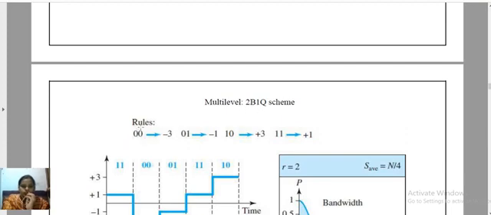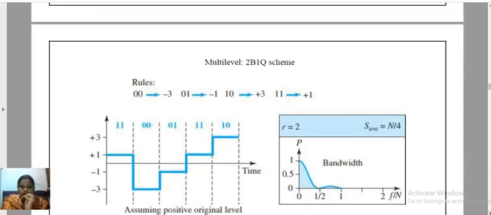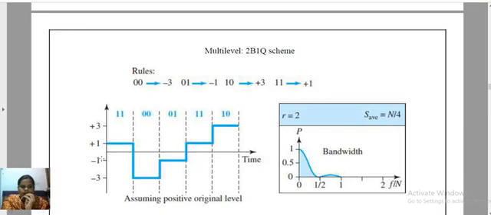0 0 is represented as -3 voltage, 0 1 bit is represented as -1, 1 0 is +3, 1 1 is +1. See this one, we have 4 voltage levels: -3, -1, +1, +3. So 0 0 means -3, 0 1 means -1, 1 0 means +3, 1 1 means +1.